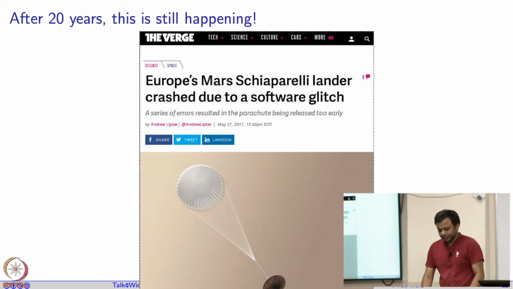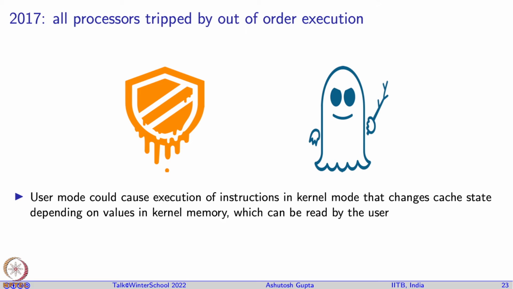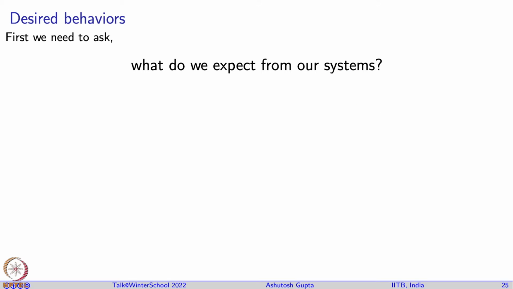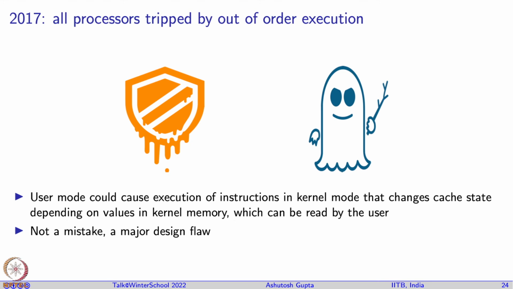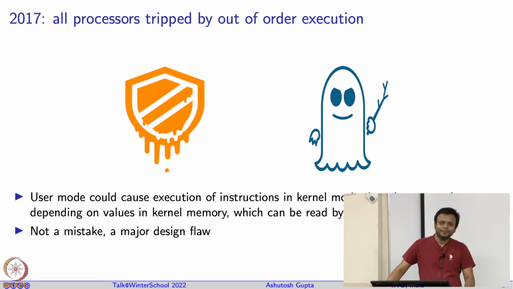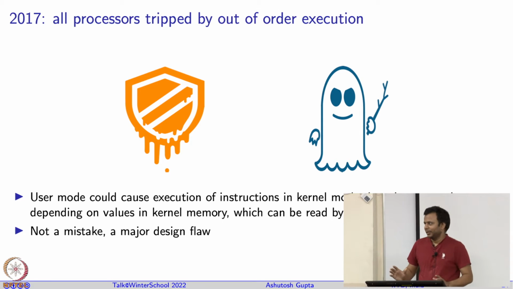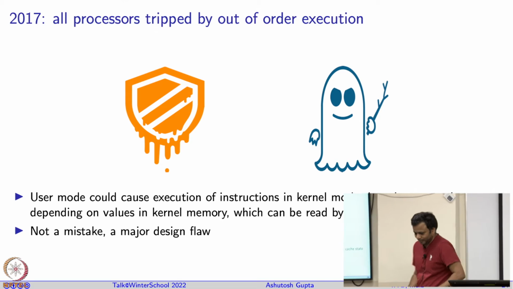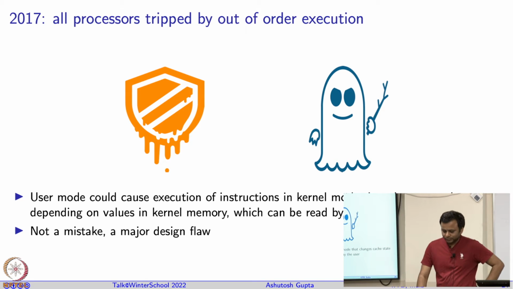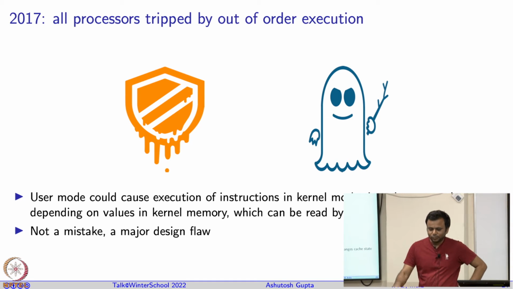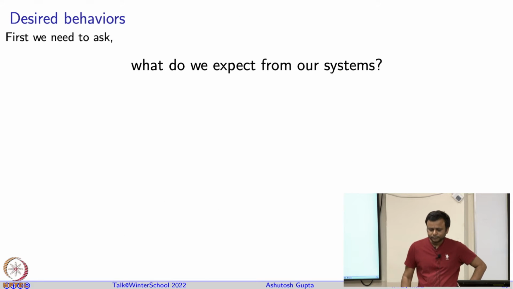Okay, so this is not it. I mean, the bugs are just too many. In 2017, there was a major bug in the kernel, and there is no dearth of going over the list of mistakes, and they're happening all the time. So there is no dearth of bugs.